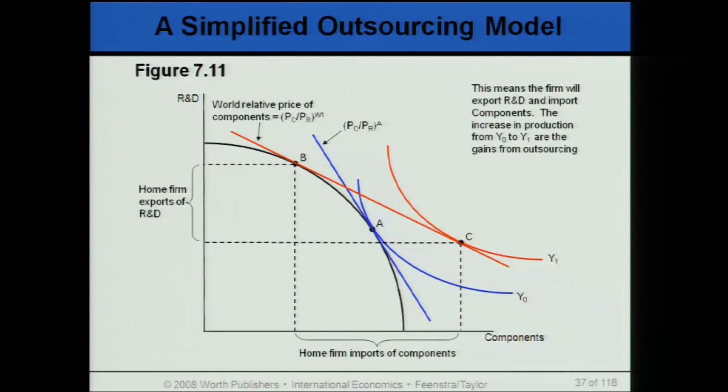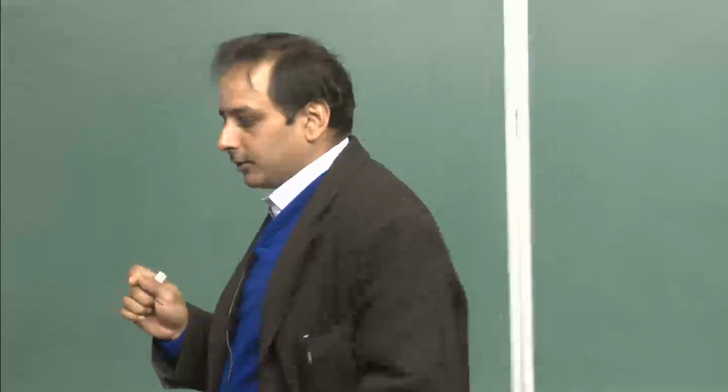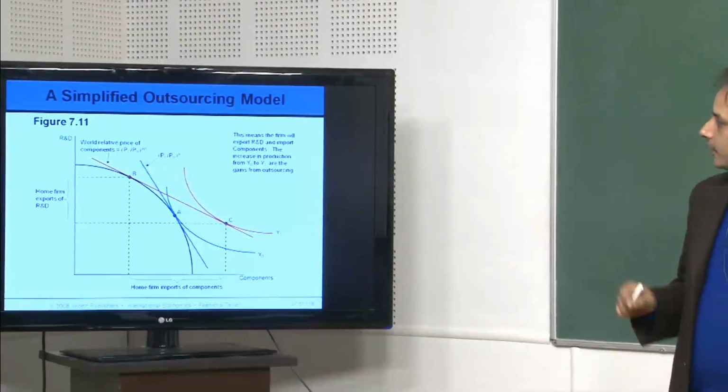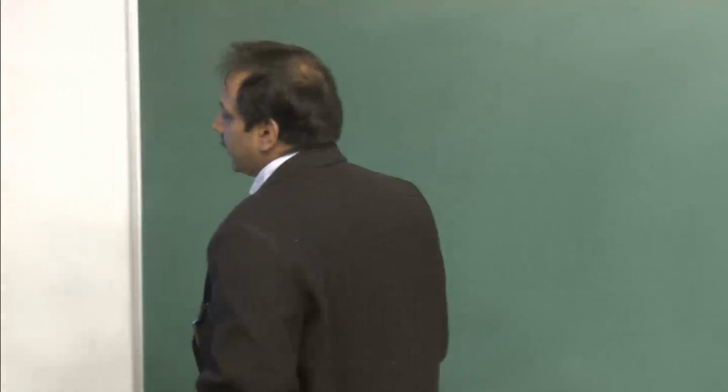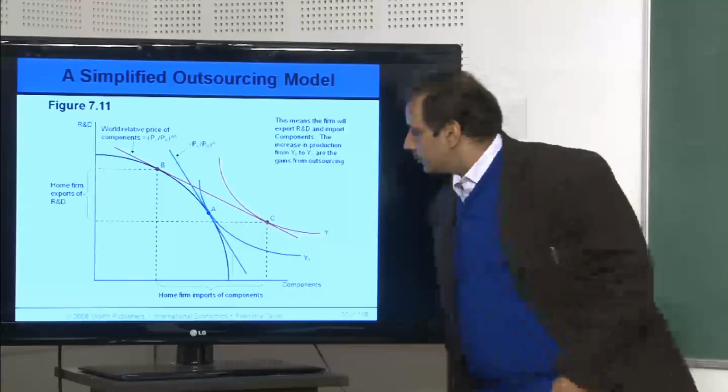So you can see, this is a similar diagram as we saw when we were discussing the Heckscher-Ohlin model. Remember the Heckscher-Ohlin model, it said that a country exports the good which uses intensively its abundant factor and imports the good which uses intensively its scarce factor. So here is the US, which was abundant in skilled labor, it exports the good which uses intensively its abundant factor, that is skilled labor, so it exports the R&D intensive good, and imports the good which uses intensively its scarce factor, which is the unskilled labor intensive good, which is the components.